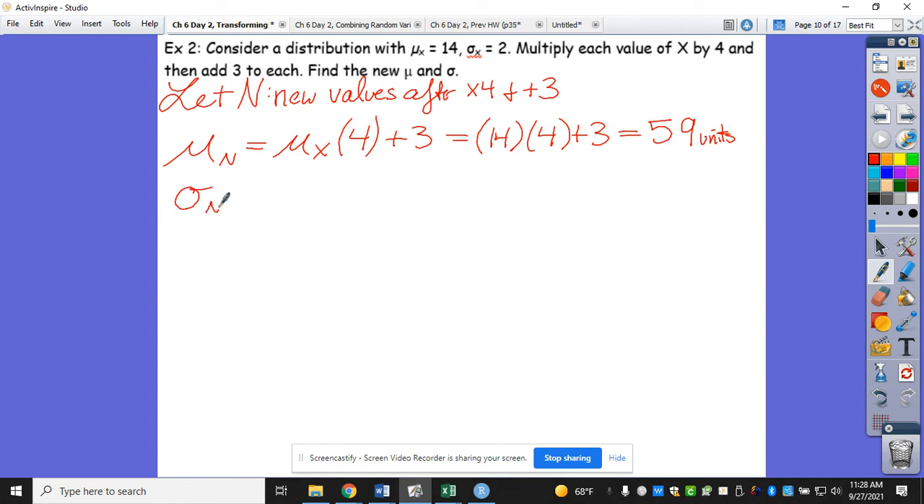So for sigma of n, what would I write? Mu of x plus 3. So you don't include the plus 3 there. And what was our original sigma of x? So that's just like a really quick reminder of what you do and what you don't do.